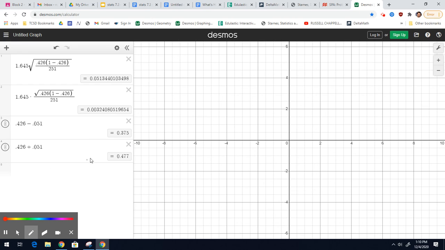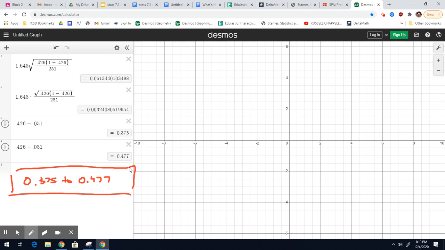So my confidence interval for this proportion of red beads is somewhere between 0.375 to 0.477. So what I am saying is that in this population of red beads that Dr. Galuski's class pulled from, I am thinking that the actual true population proportion of red beads is somewhere between 37.5 and 47.7%. And I am 90% confident that that is true, that it will actually capture the true value.